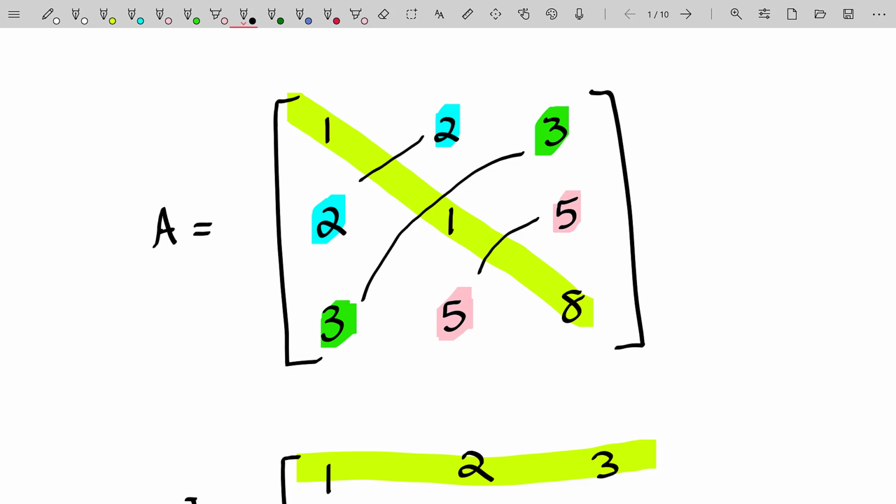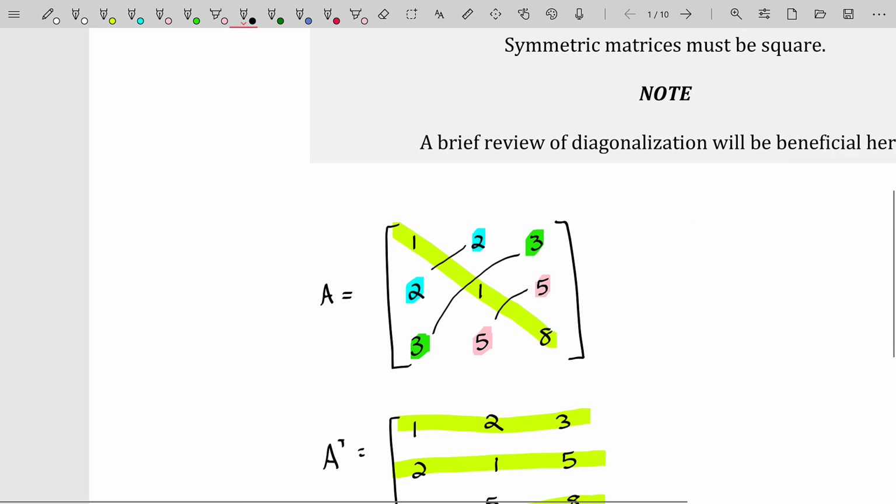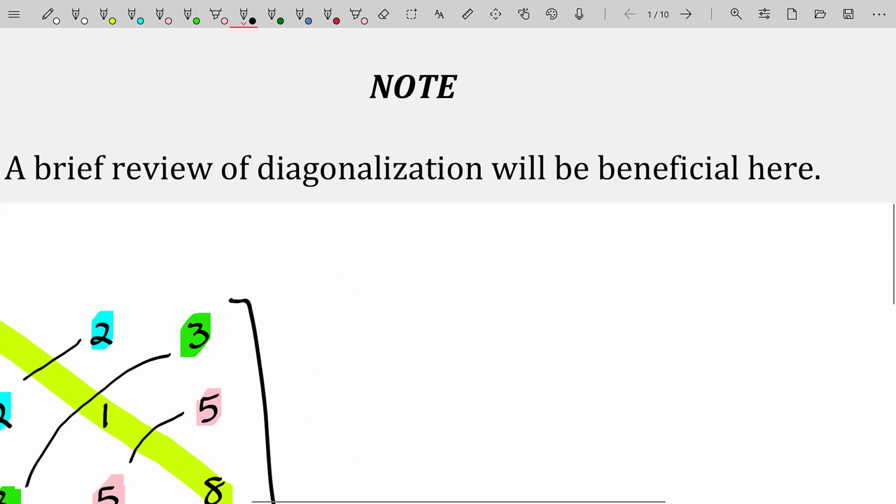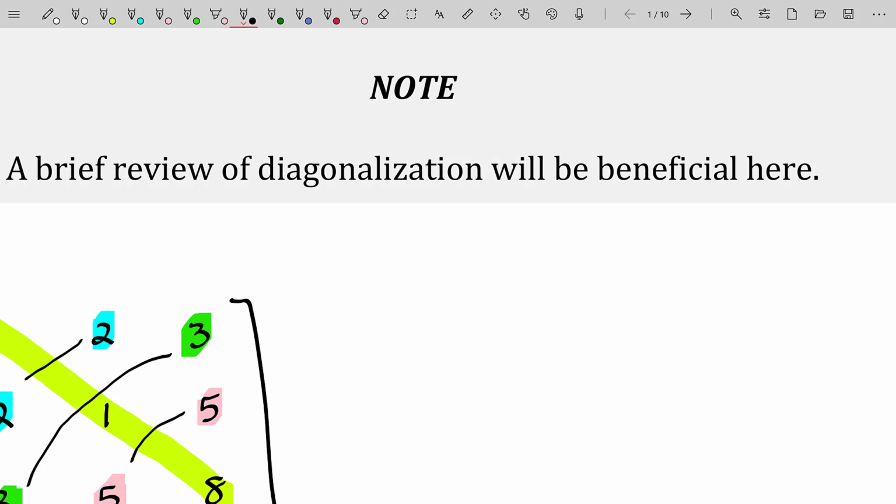Now, because A has to equal its transpose, A is going to be a square matrix. So again, if I hand you a symmetric matrix, you know immediately it is a square matrix. Also, note this last little piece right here. A brief review of diagonalization is going to be very helpful here. And that's because when you normally talk about symmetric matrices, you're really very interested in similarity transformation, specifically diagonalization. That's incredibly helpful for some applications.